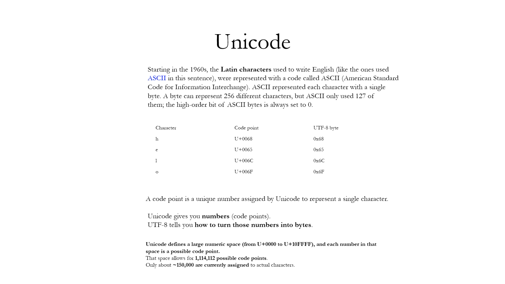Unicode defines a large numeric space, U+0000 to U+10FFFF, and each number in that space is a possible code point. That space allows for 1,114,112 possible code points. Only about 150,000 are currently assigned to actual characters. So what's the big deal with UTF-8? The reason why UTF-8 is important is because basically the entire internet is represented in UTF-8 bytes.